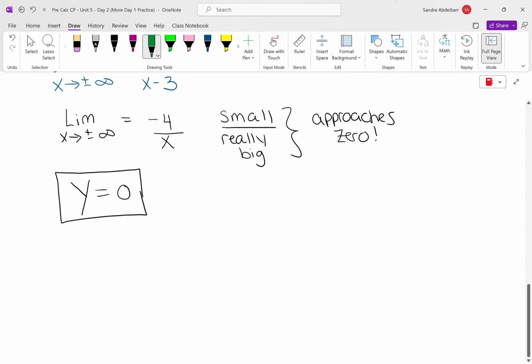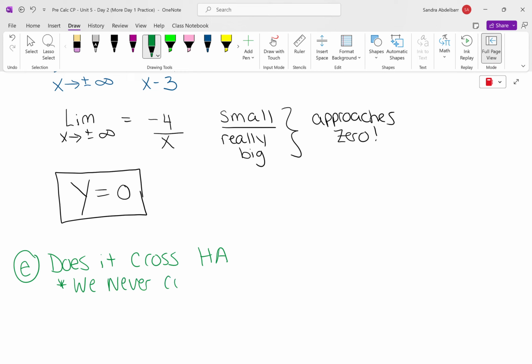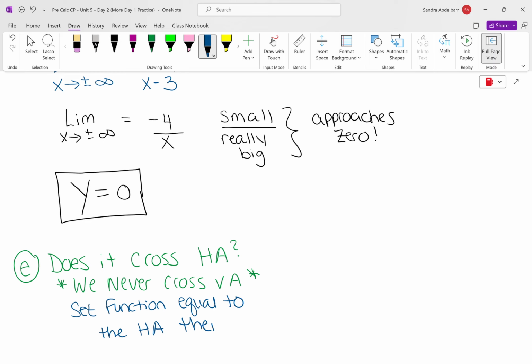And the very last thing we're going to ask, does it cross HA? Right? Just a special star here, we never cross the vertical asymptote. We never cross a vertical asymptote, but we can cross a horizontal one. So when we want to decide does it cross, what we're going to do is we're going to set the function equal to the horizontal asymptote, then solve.